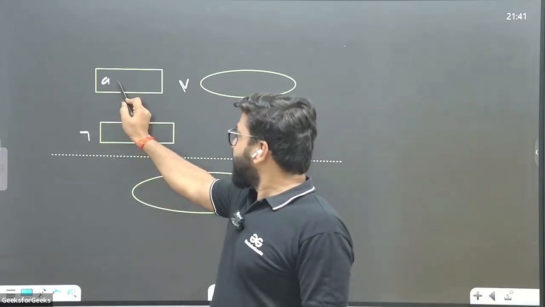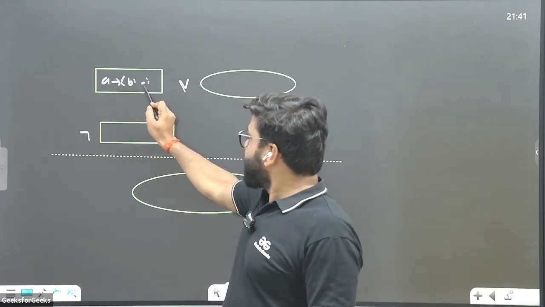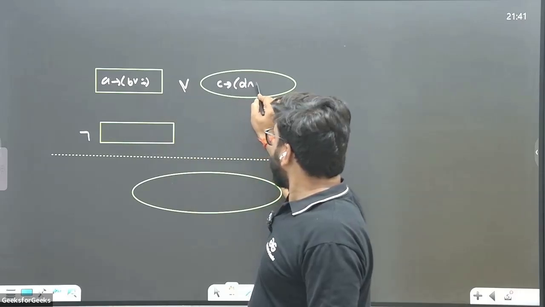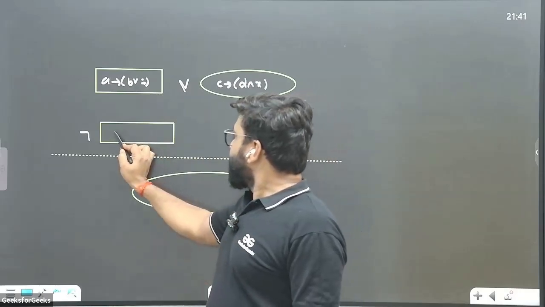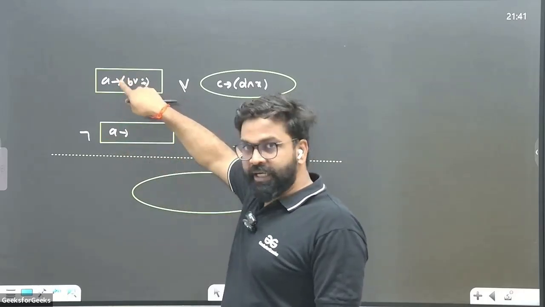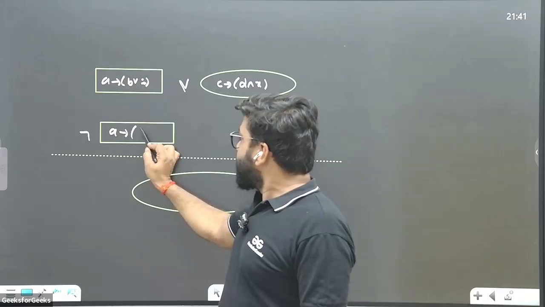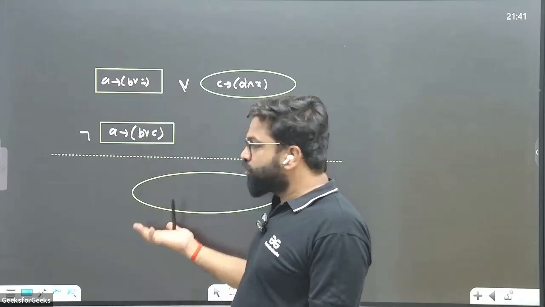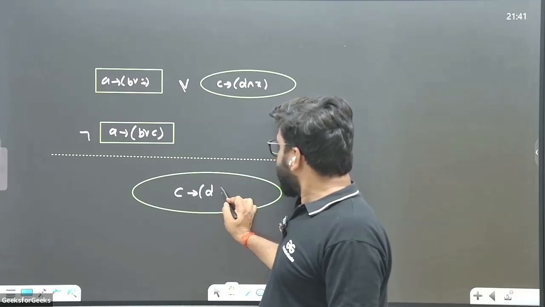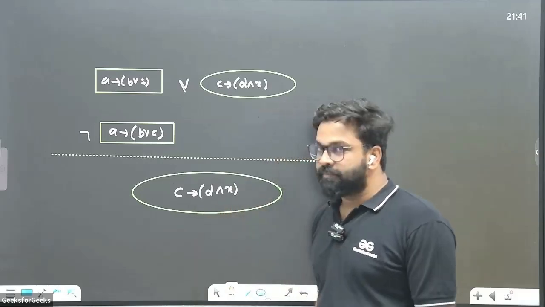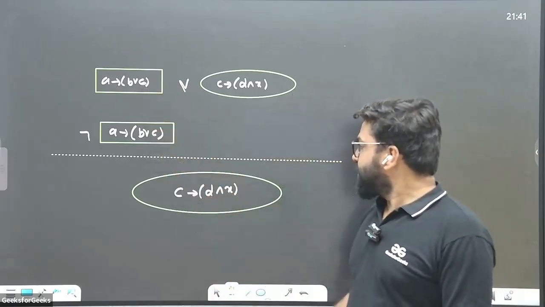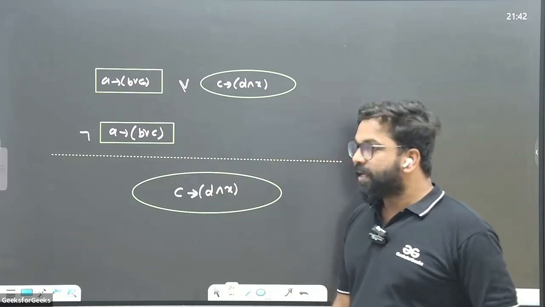For example, if I write A implies B or C here, and here I write C implies D and X. Now the negation will become, because this is your rectangle, this is also a rectangle, so whatever you are writing here, you have to write here. So this is A implies, this is nothing but B or C. What should be your answer? The answer will become C implies D and X, in a simple manner.